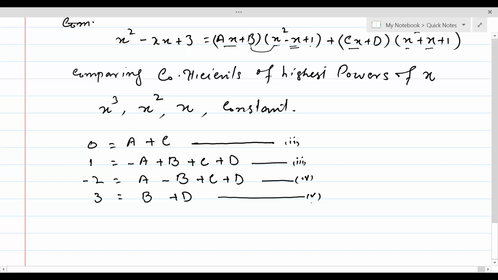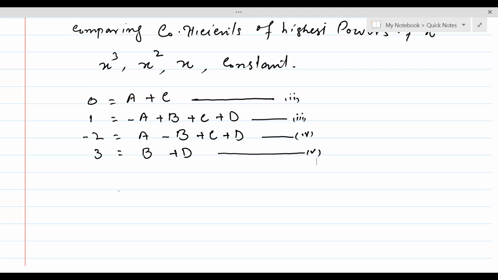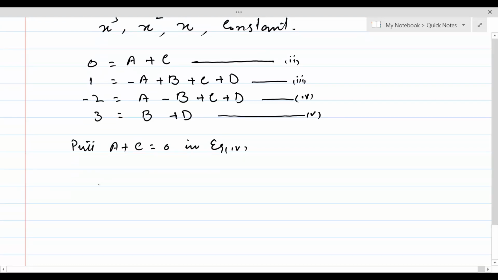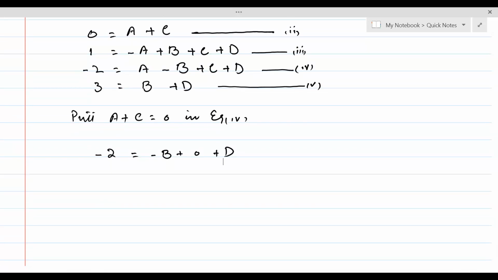Now let's put the value of a plus c from equation 1. Put a plus c equal to 0 in equation 4. So this gives minus 2 equal to minus b plus 0 plus d. So we got minus 2 equal to minus b plus d. Let's call this equation number 6.